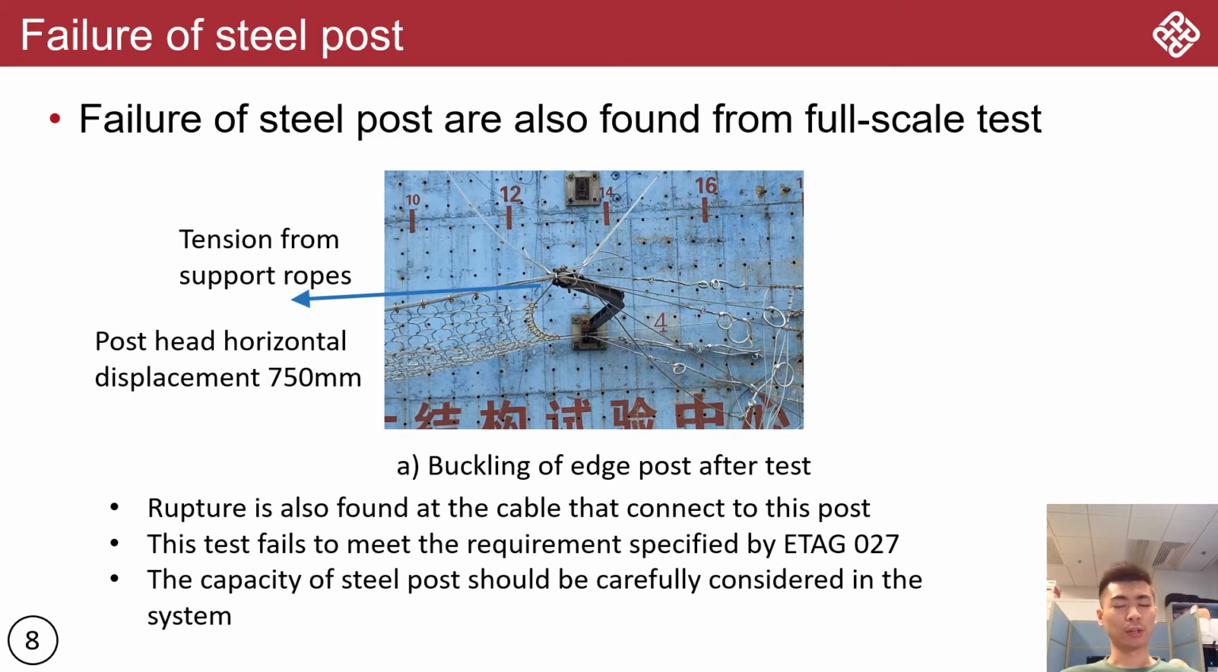The rupture is also found at the cable that connects to the post, and this test fails to meet the requirements specified by ETAG 27. And from the site investigation and this full-scale test, we can see that the capacity of steel posts should be carefully considered in this system.